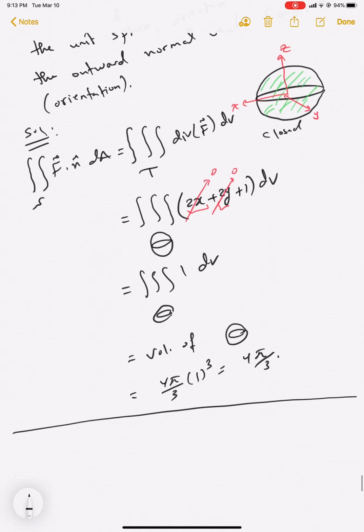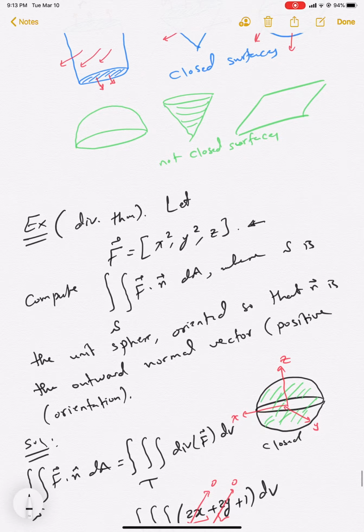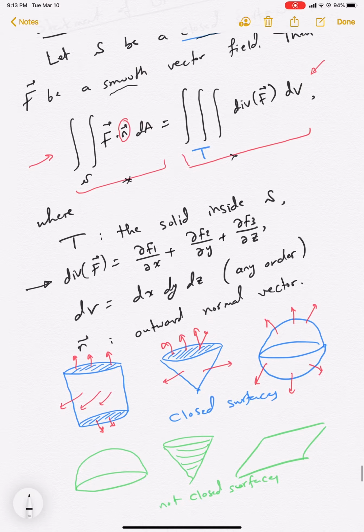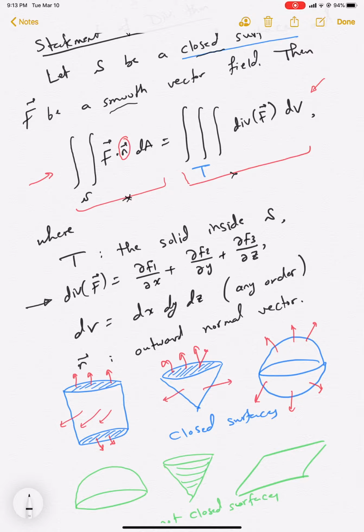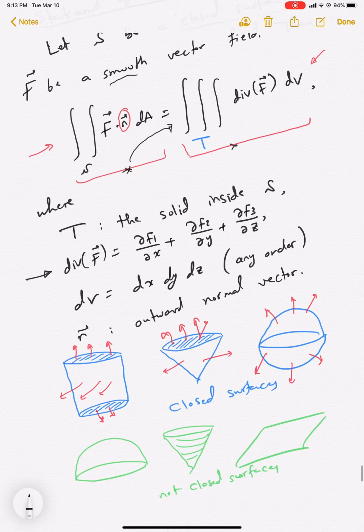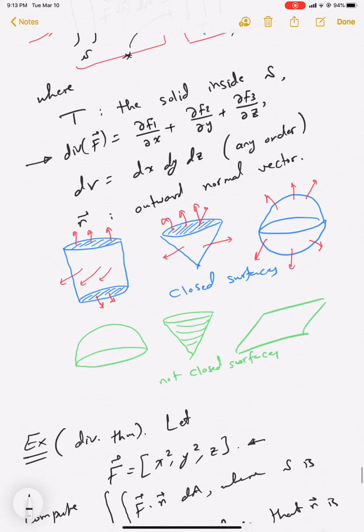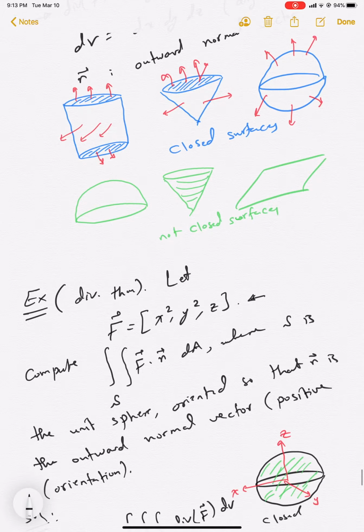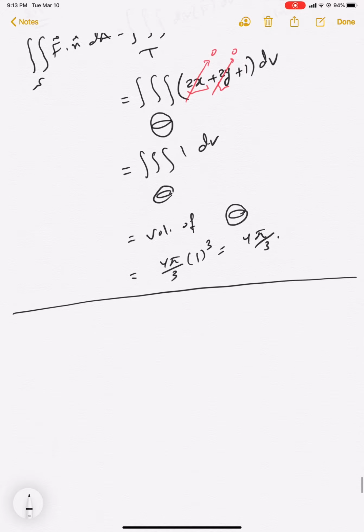Okay, so we continue today with the divergence theorem. To remind you, this was the formula converting the surface integral to a triple integral. And that's done only if your surface is closed and when the normal vector is the outward normal vector.